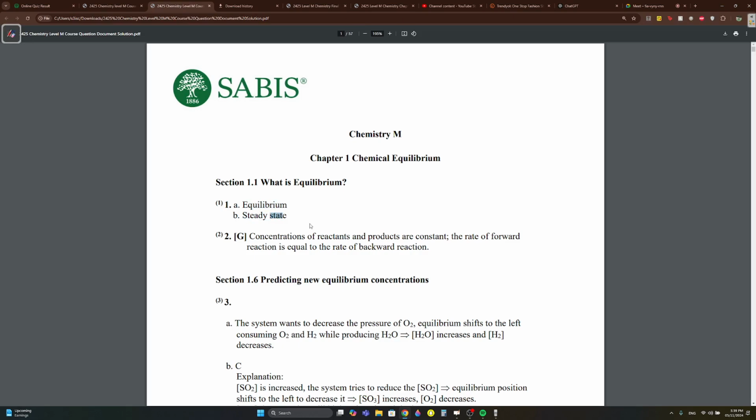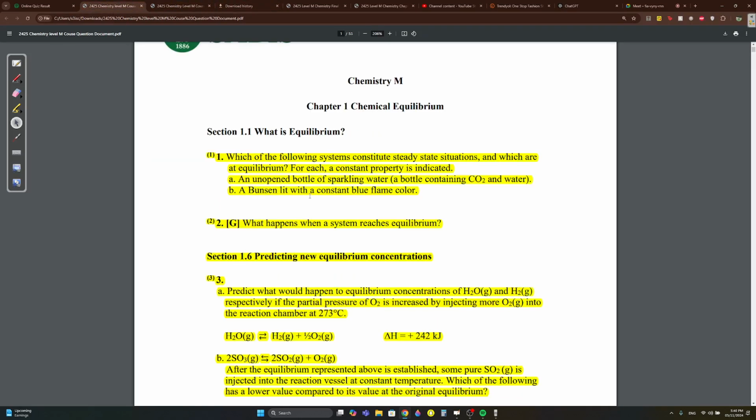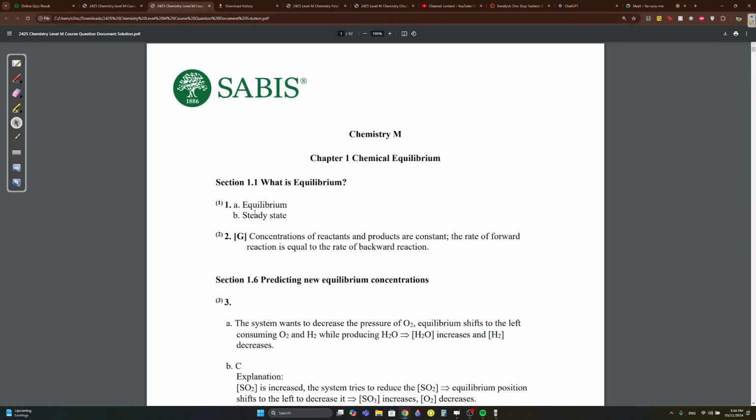What's the difference between equilibrium and steady state? Equilibrium means all the macroscopic properties are constant. But steady state means the macroscopic properties are still changing, but at a constant rate. Do you get what I mean? When the Bunsen burner is lit, it's still increasing the temperature. Even though the color is constant, it's a steady state.